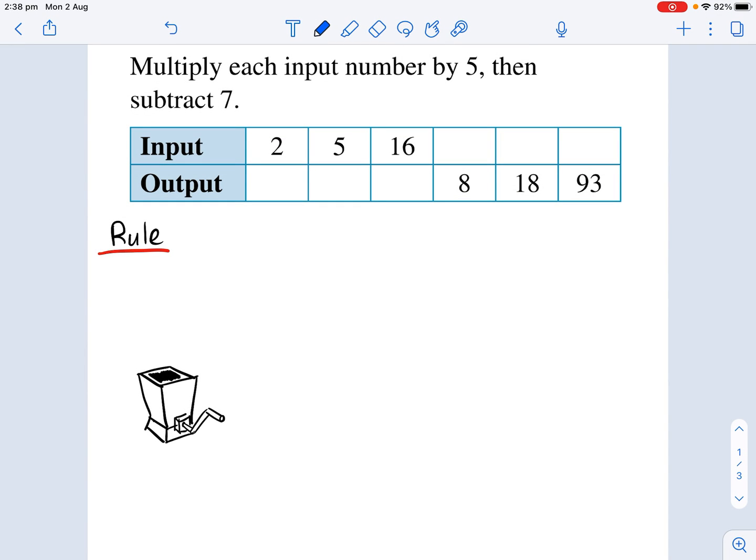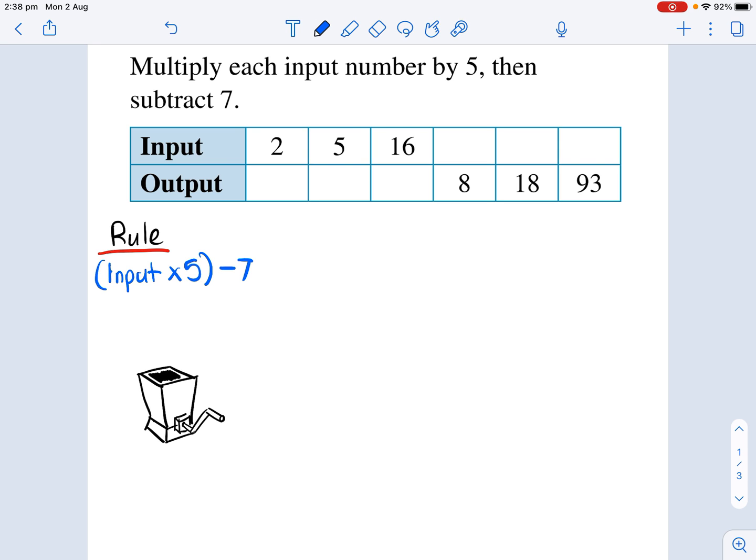In this problem, we're going to be looking at how a rule applies to an input-output table. So the rule is written as multiply each input number by 5, then subtract 7. So I'm going to rewrite that rule as if you've got some input number, you first multiply it by 5. That's your first step. Then you are going to subtract 7 from it. So that's the rule. Then we're going to look at how it applies to each of those input values.